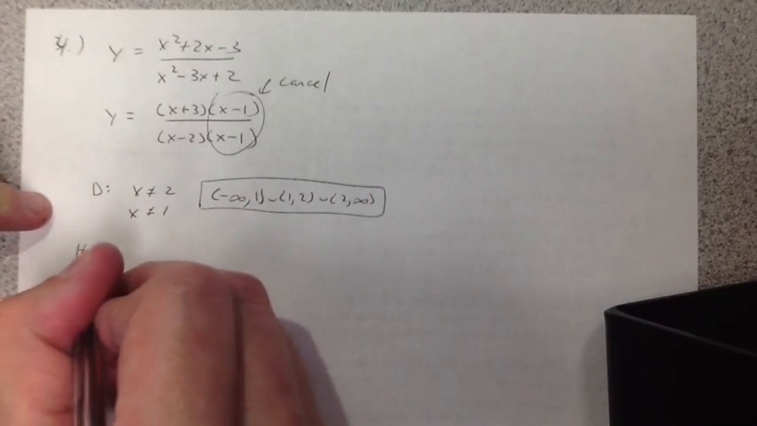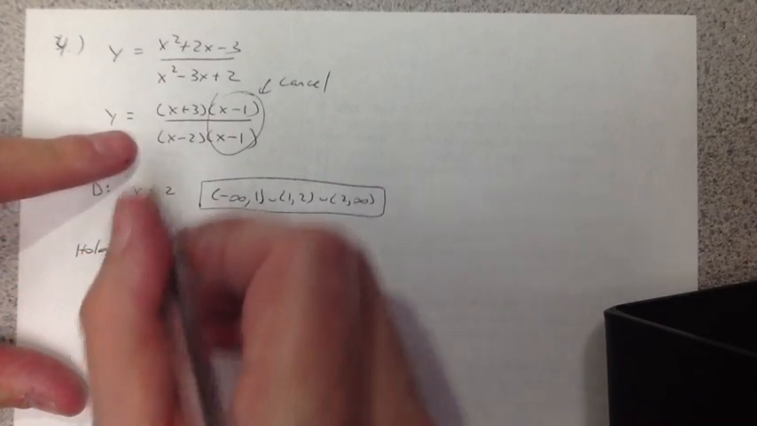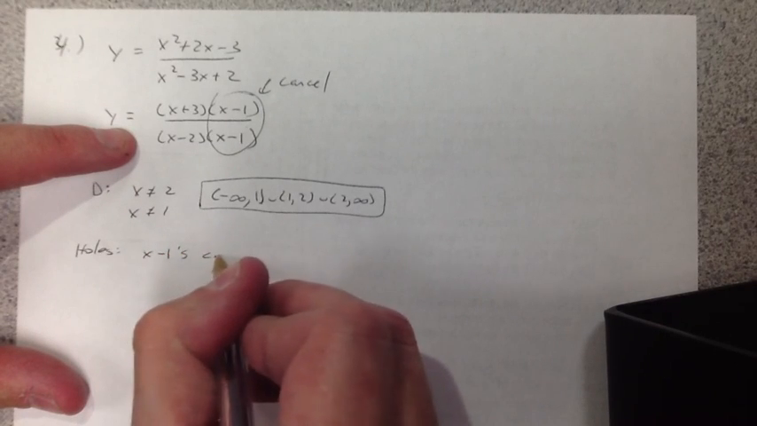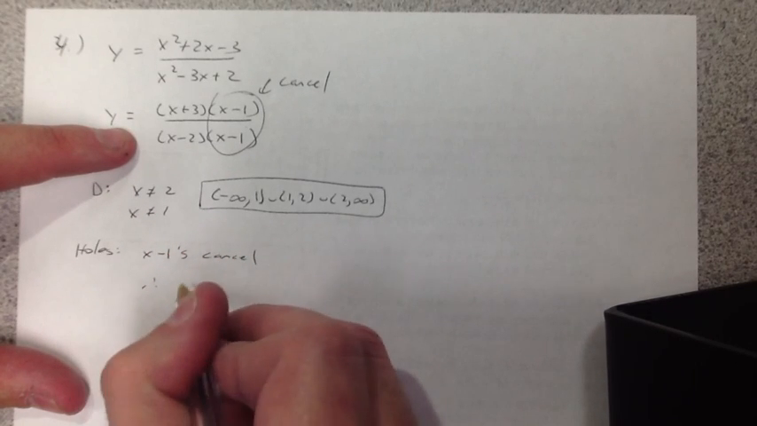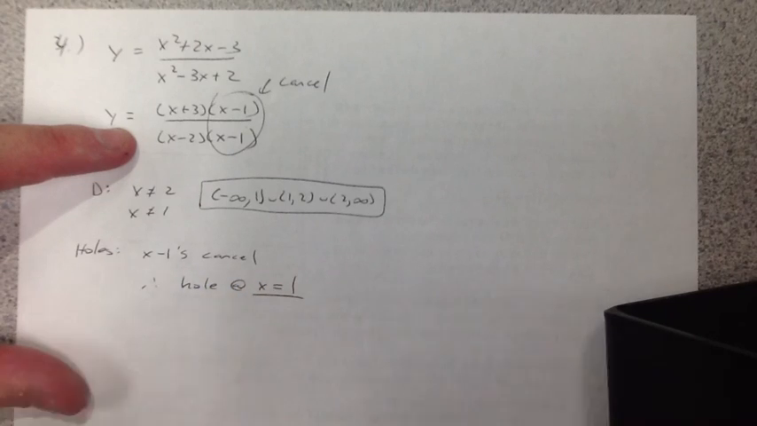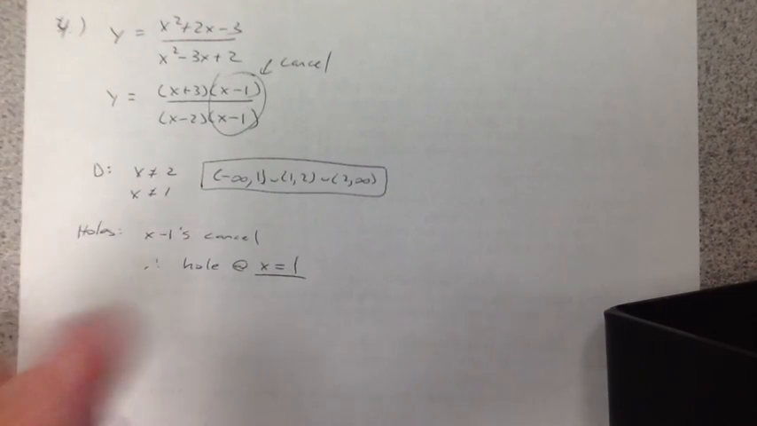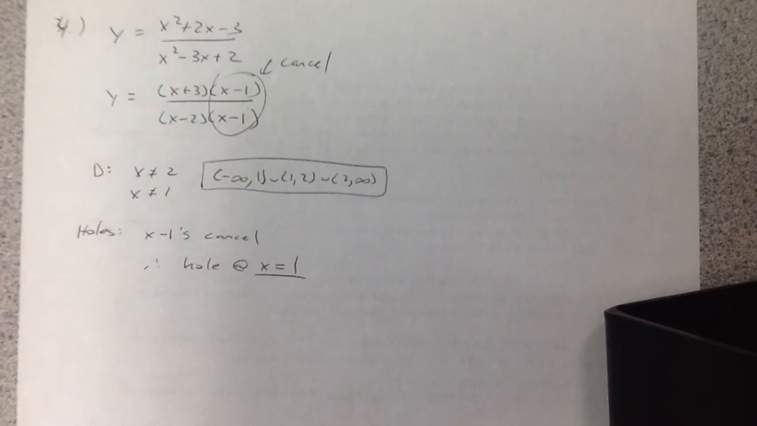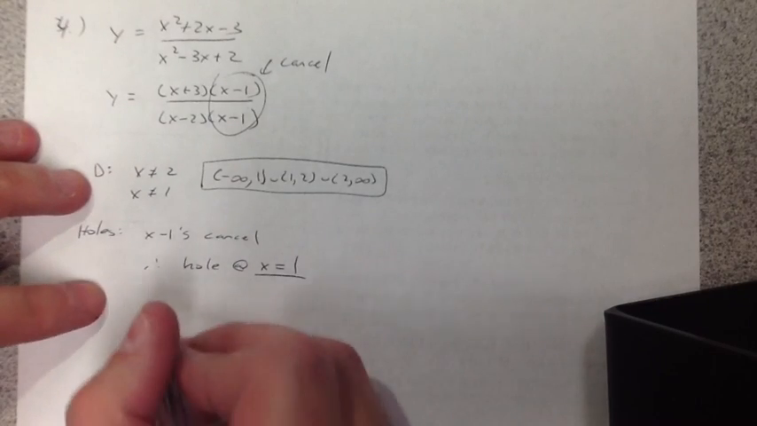Next, are there any holes? And yes, because something's now canceling. The x minus 1's cancel. Therefore, we have a hole at x equals 1. Now, how do we find the hole? The hole is a point. Now, it's a pointless point because it's a hole, but we still have to find it.